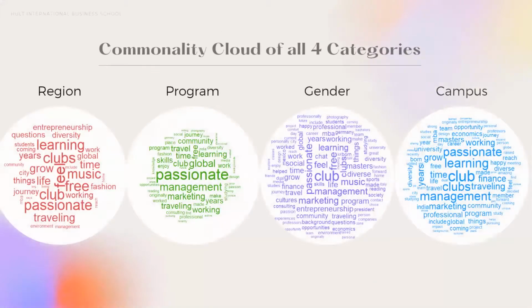And moving forward, I used commonality word cloud to demonstrate the consistency of Hold ambassadors selection. The result turns out positive. As you can see in the clouds, all 4 categories showed similar commonly used words such as passionate, traveling, music, club, grow, diverse, etc. It tells us the Hold ambassadors are social people, adventurers, passionate about life, no matter where they come from, or what gender they are, or what program they are pursuing.